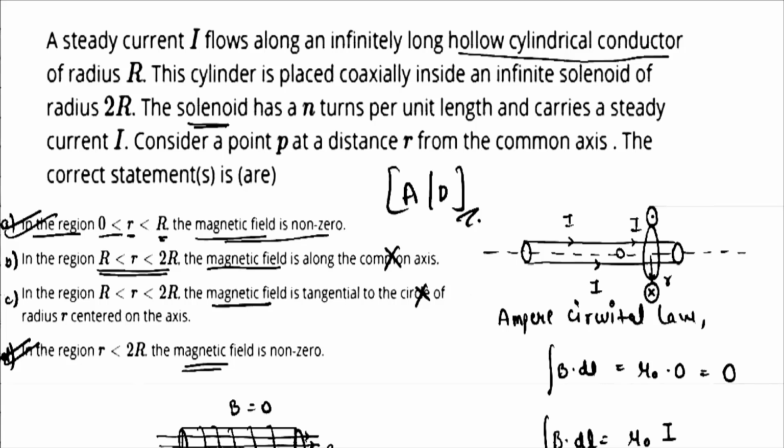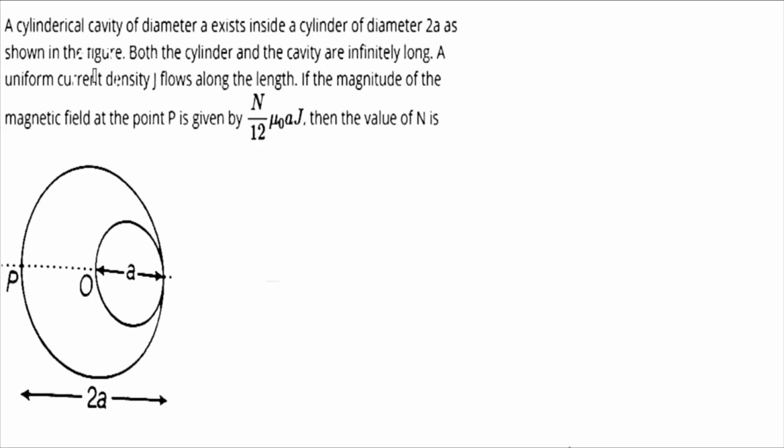Thank you. Hello everyone. Let us start with our question. In this question, what is given? A cylindrical cavity of diameter A exists inside a cylinder of diameter 2A as shown in the figure. So this diameter is 2A, and here there is a cavity, this cylindrical cavity of diameter A.